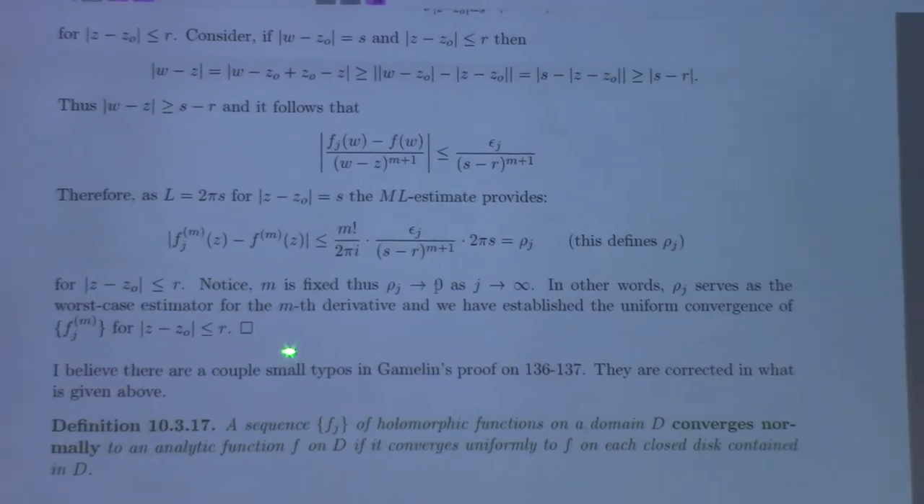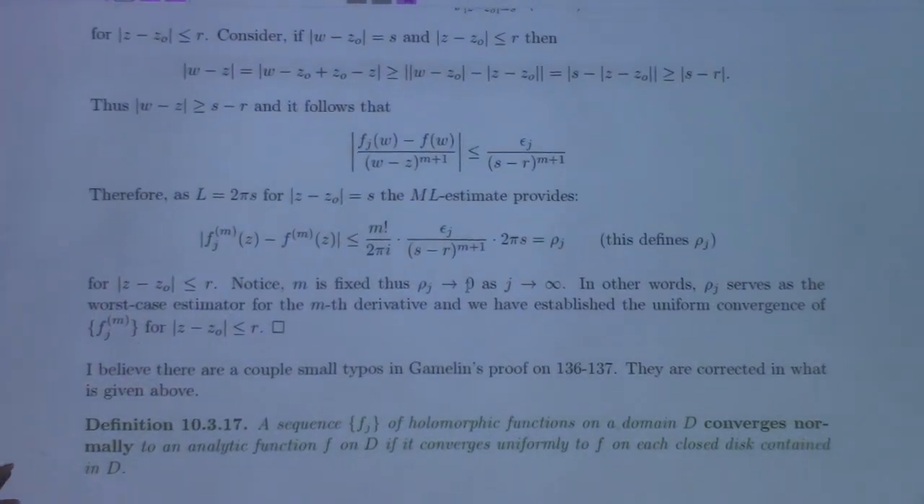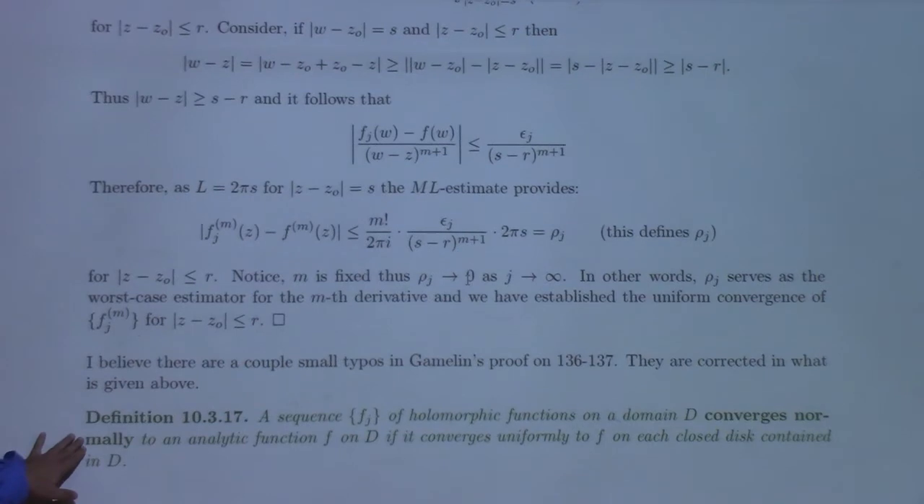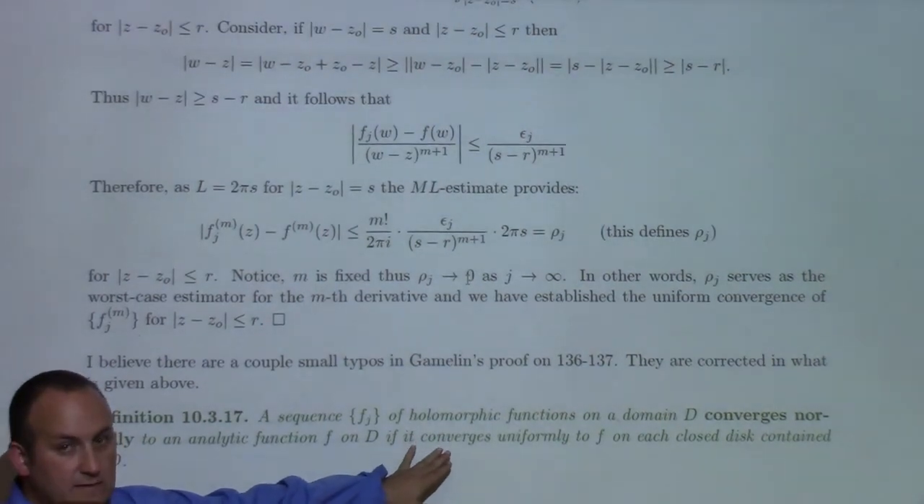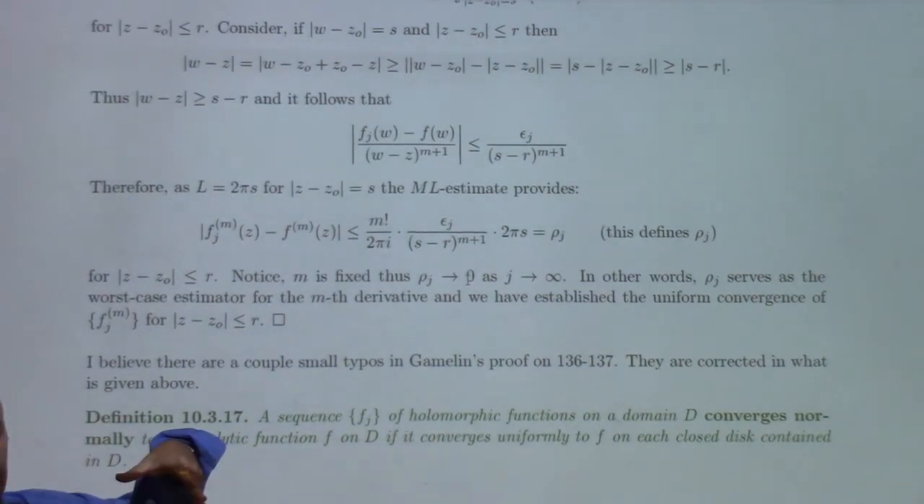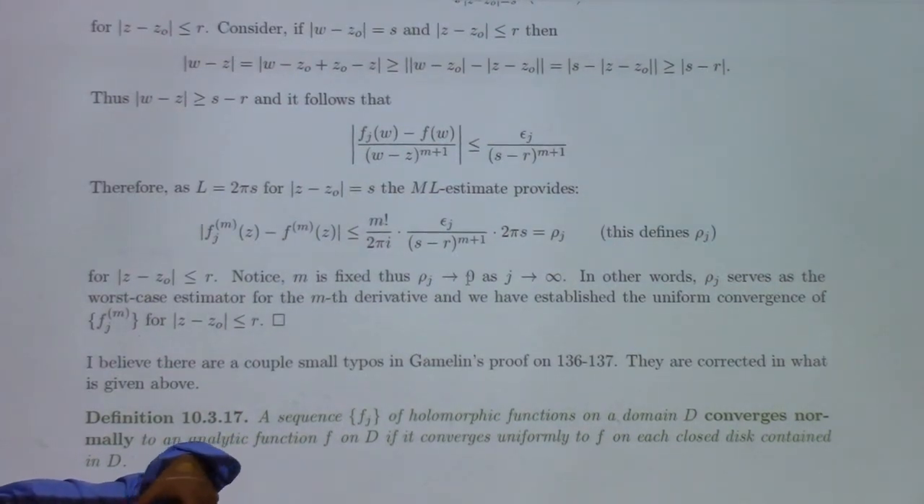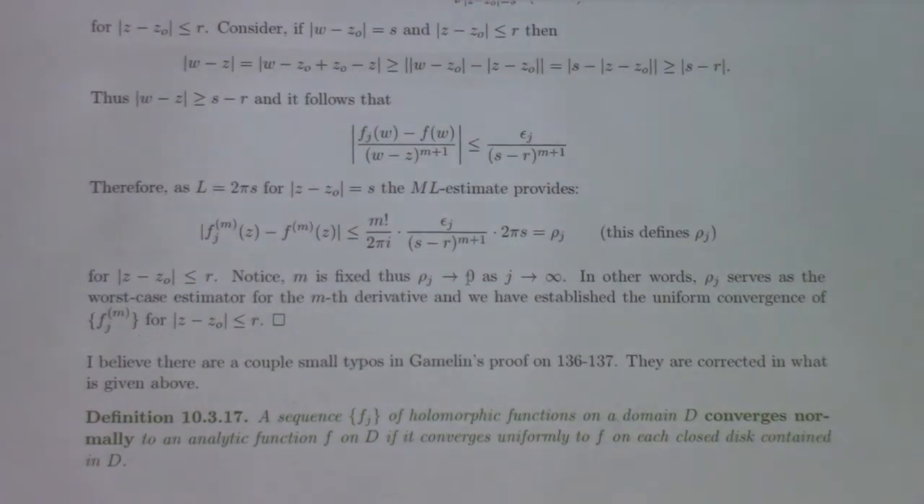So this is the definition of normal convergence. A sequence of functions is said to converge normally to an analytic function on a domain if it converges uniformly on each closed disk inside the domain. Remember, a domain is open, so normal convergence means that it uniformly converges on every subdisk of that. And that's what we just proved: if we have this condition, then we get normal convergence of the mth derivative of the sequence.